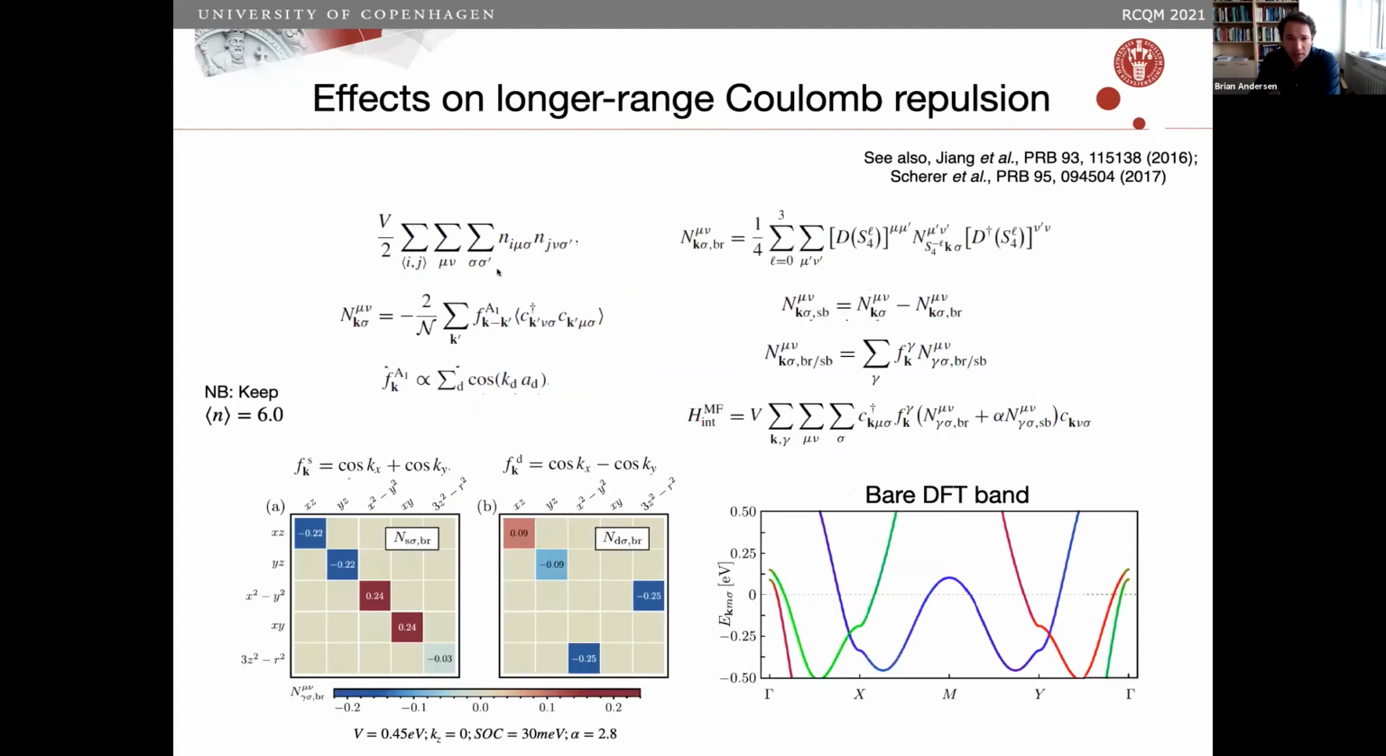Okay, this is the most technical slide. I apologize, but we have to go through a few things in order to understand the results that come out of it. It's not complicated. We just simply take the nearest neighbor Coulomb, define it, and mean field decouple it. So here are my mean fields, and I have a form factor, which for nearest neighbor is just cosine kx plus cosine ky.